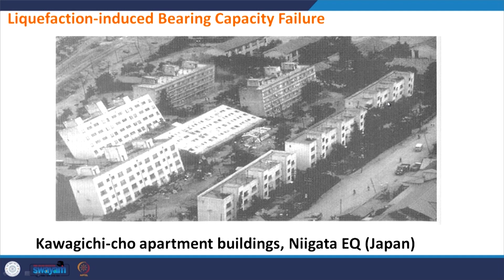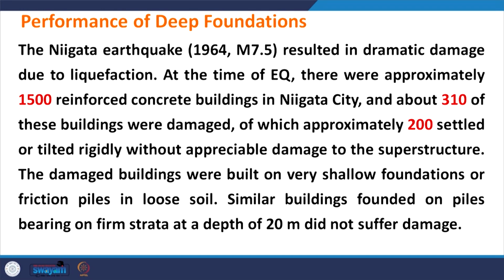So, the reason for this was observed that those buildings which were on shallow foundations or on friction piles on loose soils got damaged. Similar buildings which were on pile bearings on firm strata at a depth of 20 meters did not suffer damage. So, this is an example which suggests that if we use pile foundations, the performance of the buildings is going to be better during the earthquakes. So, this is the field evidence from the Niigata earthquake.